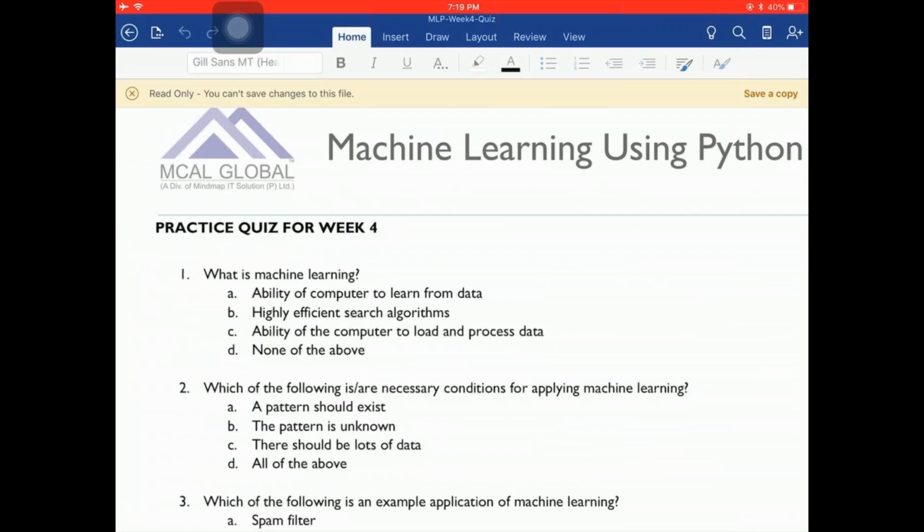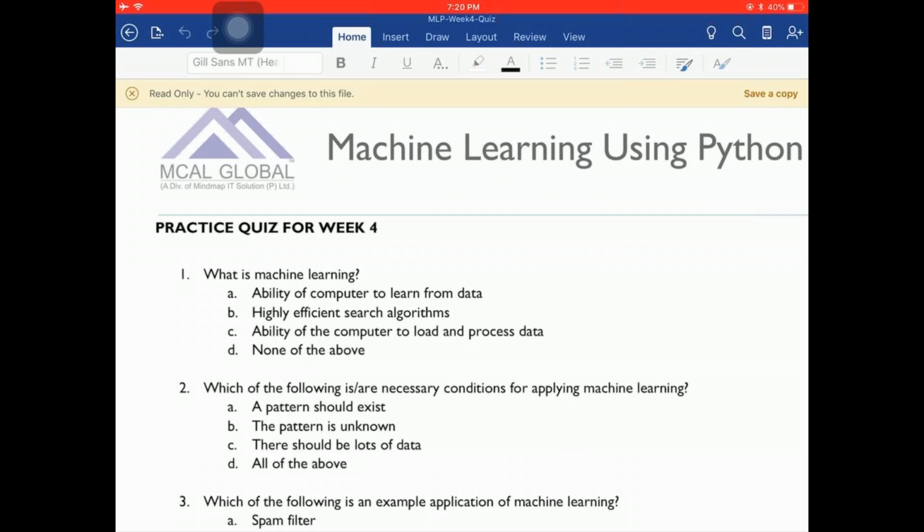What is machine learning? First question. Ability of computer to learn from data, highly efficient search algorithms, ability of the computer to load and process data, none of the above. A. Any other answers?